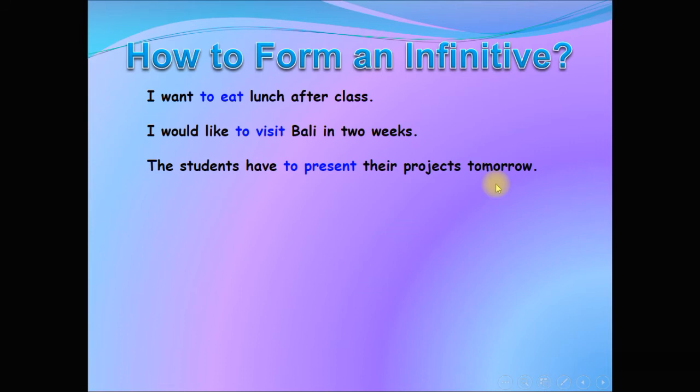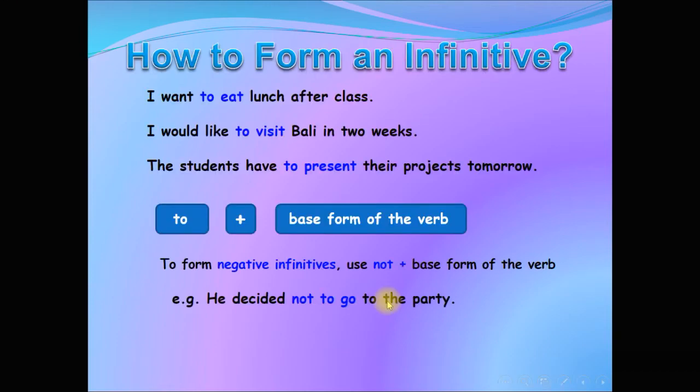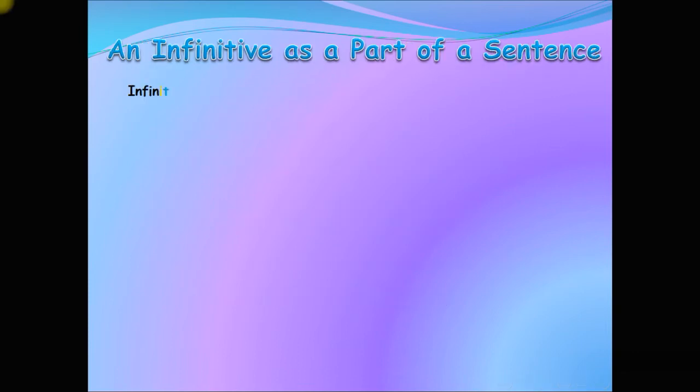So bare infinitive, this one the base form. So to form negative infinitives, we also use not plus bare form of the verb. For example, like he decided not to go to the party. So we have not plus to infinitive, to go to the party. Okay, an infinitive as a part of a sentence, we have the infinitive phrases here.